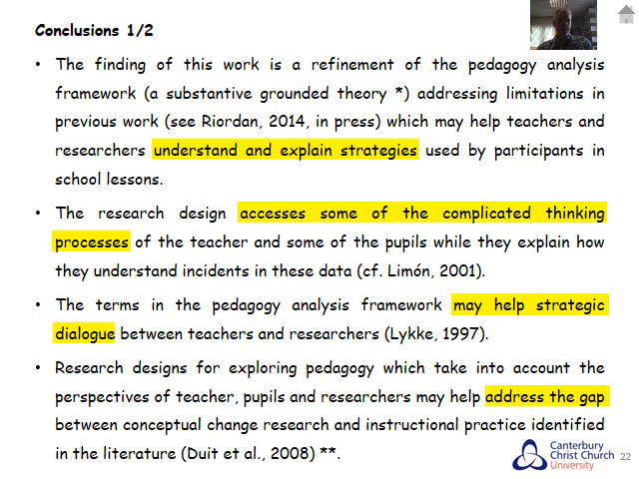The terms in the pedagogy analysis framework may help strategic dialogue between teachers and researchers. Research designs for exploring pedagogy which take into account the perspectives of teacher, pupils and researchers may help address the gap between conceptual change research and instructional practice identified in the literature.